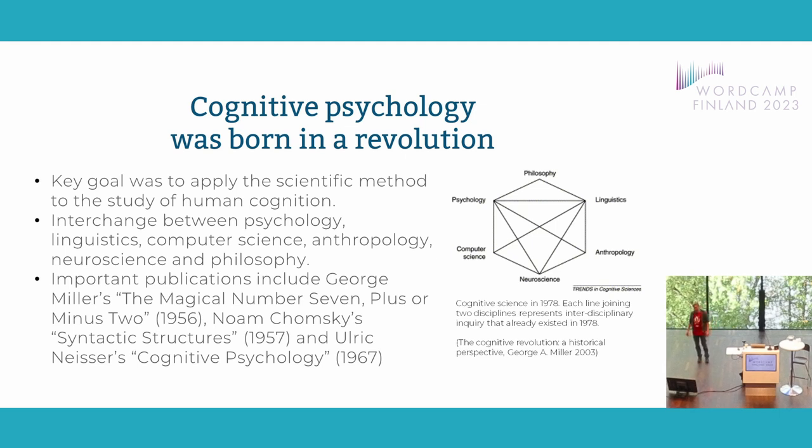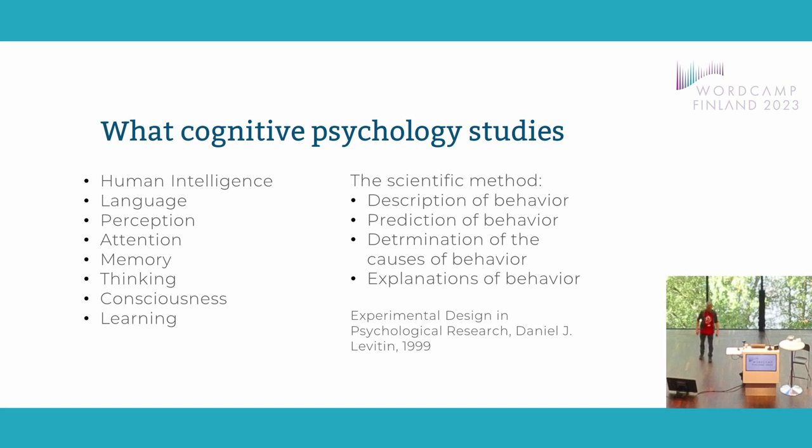In cognitive psychology, starting in the 50s, the idea was to bring the scientific method to study human cognition. There were some key writings about it, but you can look it up. The idea of the scientific method is to describe behavior, predict behavior, determine causes of the behavior, and then finally explain the behavior. And that scientific method was applied to study human intelligence, language, perception, attention, memory, thinking, consciousness, and learning. In this presentation, I mostly cover perception, a little bit about attention, and about memory. But the focus is on perception.